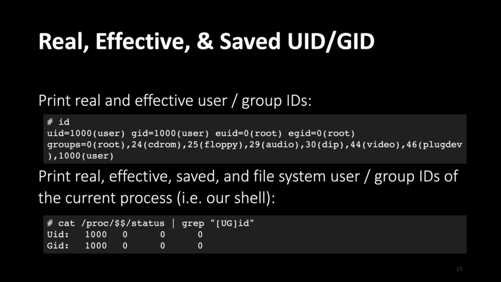The second example will print the real, effective, saved, and file system IDs of the current process, which in this case is our shell. We will not cover the file system ID in this course, but it is usually the same as the effective ID. As with the ID command, we can see that our users' real IDs are both 1000, and their effective and saved IDs are both 0.